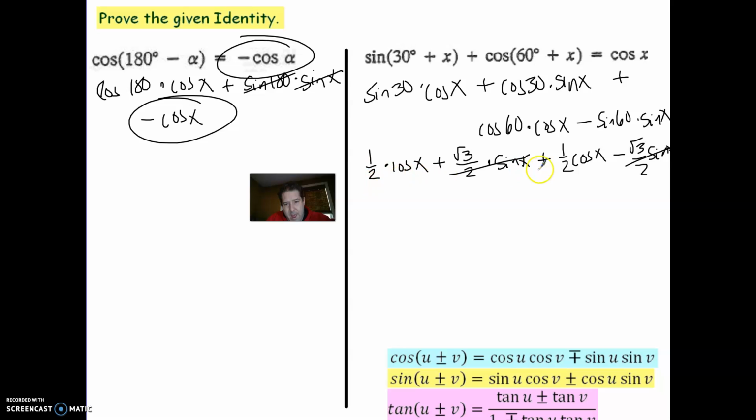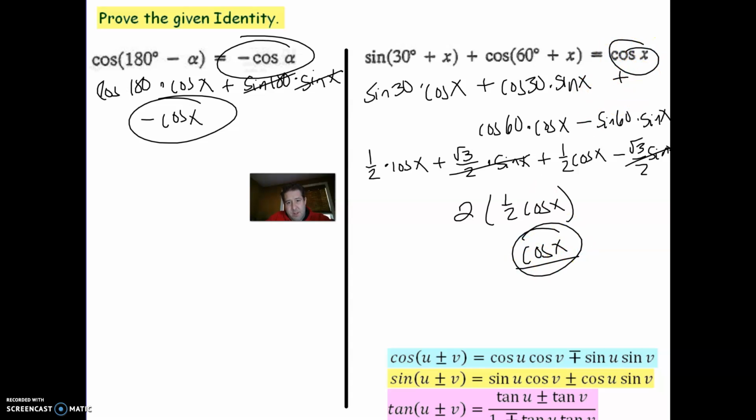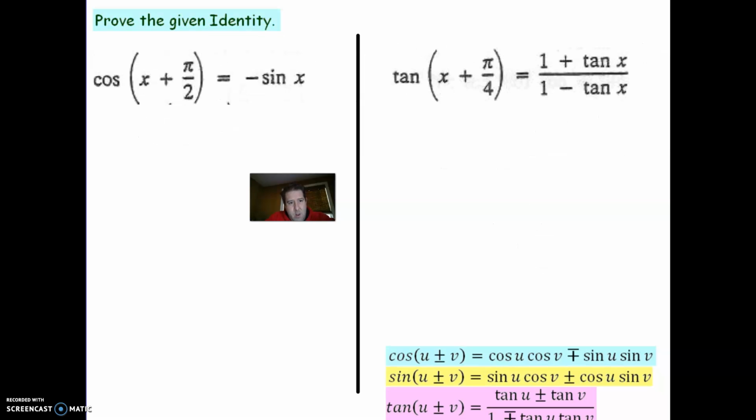And then you have 1/2 plus 1/2 cosine of x, so you have 2 times 1/2 cosine of x, which is your answer in this case. So 2 times 1/2 is just 1. So you're left with just cosine of x. Cosine of x is equal to cosine of x. They are the same thing.